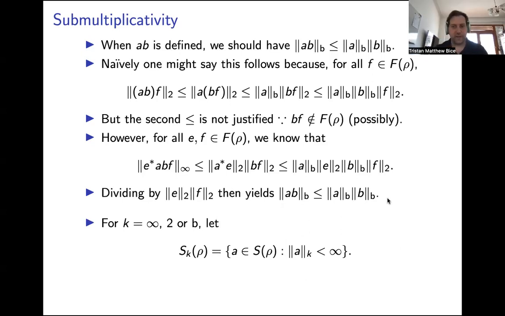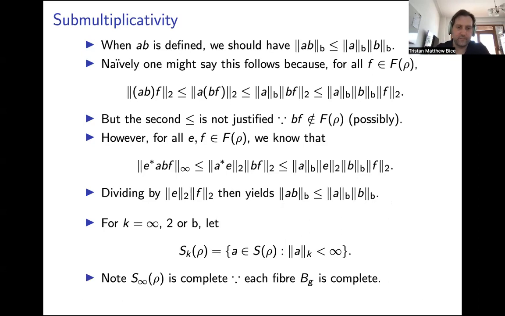Okay, so we've done enough playing with norms, which could possibly be infinite valued, remember, for arbitrary sections. Now we're going to look at the spaces of sections we get when we restrict to sections which have finite K norm, or finite infinity norm, finite 2 norm, or finite B norm.